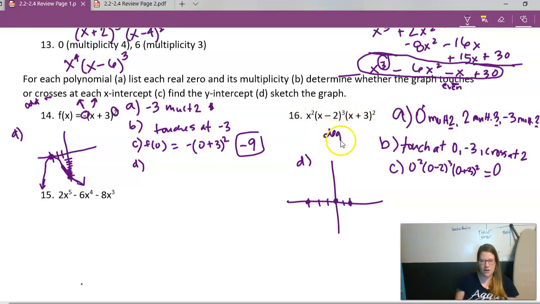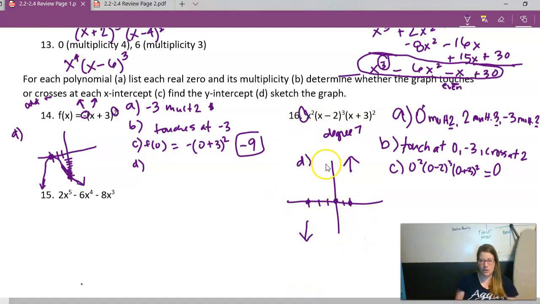And if it has an odd degree, the ends are going to behave the same as for x cubed. So I know this one will be down and this one will be up. Those would switch if it's negative right out here. If there was a negative in front, then I would actually switch those and this one would be up and this one would be down. Remember, if it's an even degree, they both go the same direction. So either both ends up or down depending on positive or negative out front.